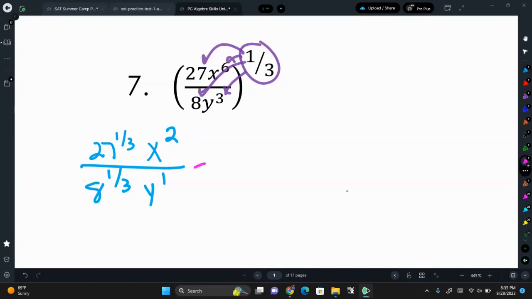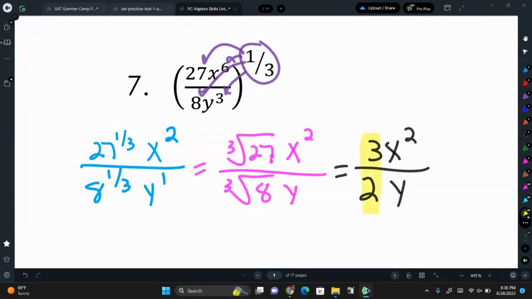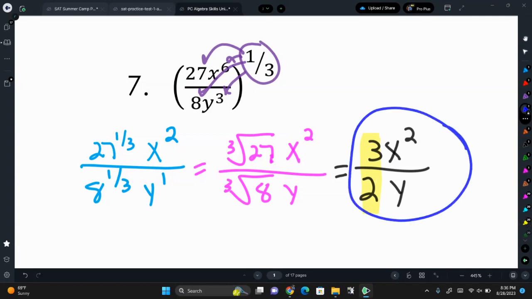Now remember that the 1/3 power is the same as the third root. So this is really the third root of 27 times x squared over the third root of 8 times y to the first power. Well, the third root of 27 is 3, so you have 3x squared over, the third root of 8 is 2, and then y. We can't simplify 3 over 2, so this is our final answer.